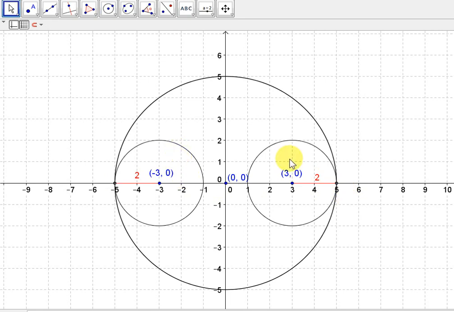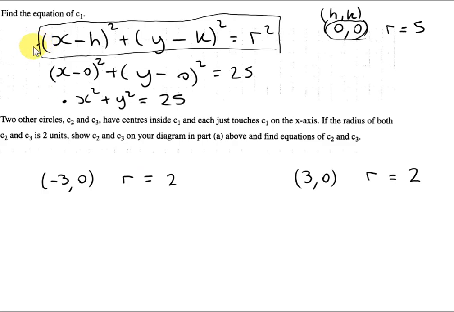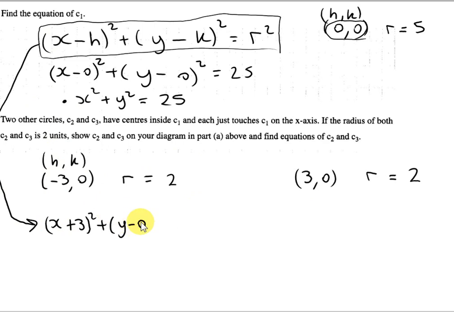Next, we want to get the equations of these two circles. So we're just applying this formula here. So this circle is center h, k, so we have x minus h squared, that's x minus minus 3, that's x plus 3 squared, plus y minus k squared, that's y minus 0 squared, equals r squared. 2 squared is 4. You can leave it like this. I'll just write y minus 0 as y.